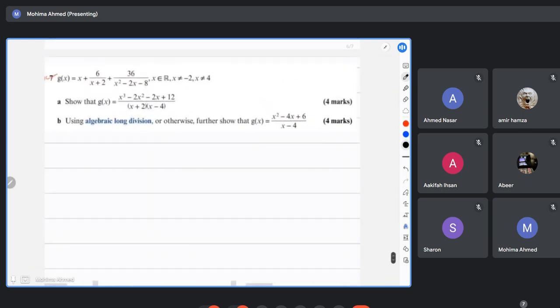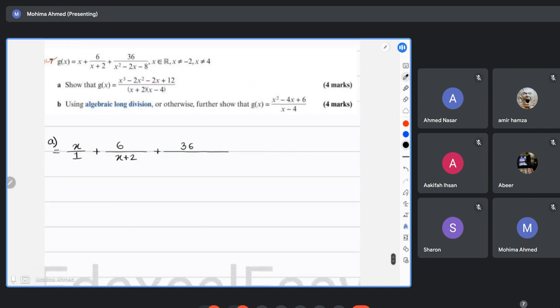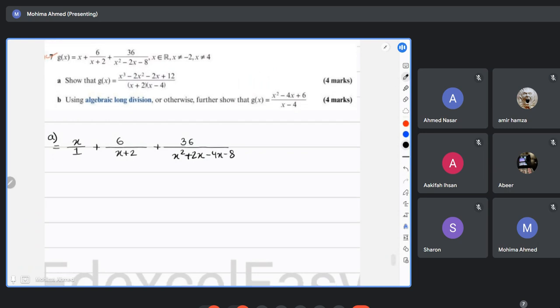So what I'm going to do is that I'll first write this equation, this is part A. I'll write this equation as x divided by 1 plus 6 over x plus 2 and then again plus 36 over x squared, 2x and 8, right? So I can easily use what? 4 and 2. Yeah, I can use 4 and 2. So this is going to be x squared, 2x, 4x, 8. It was minus 2, so this is supposed to be positive.